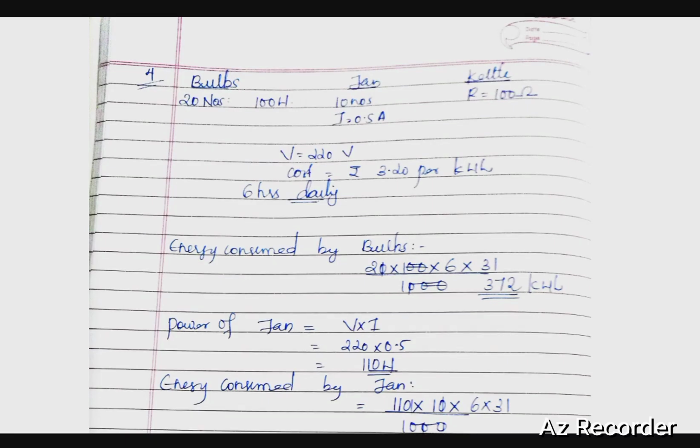Here, the number of bulbs is 20 and each of them has a power of 100 watts. The number of fans is 10 and each of them has a current of 0.5 ampere. And the kettle has a resistance of 100 ohm. Okay, so the voltage here is 220. The cost per unit is 3.20 and each of the appliances is used 6 hours daily.